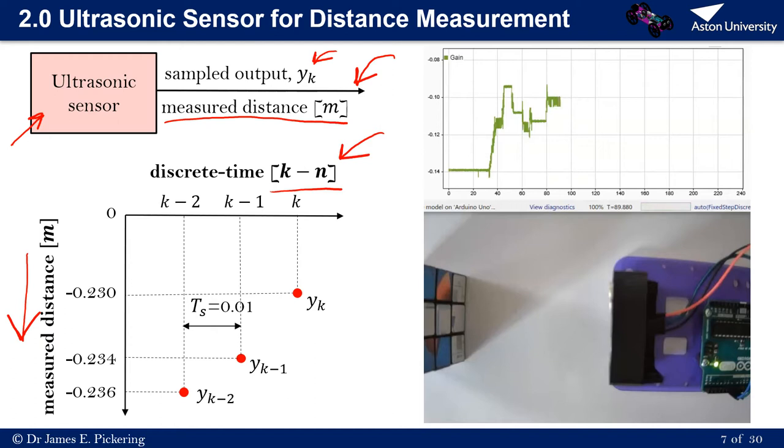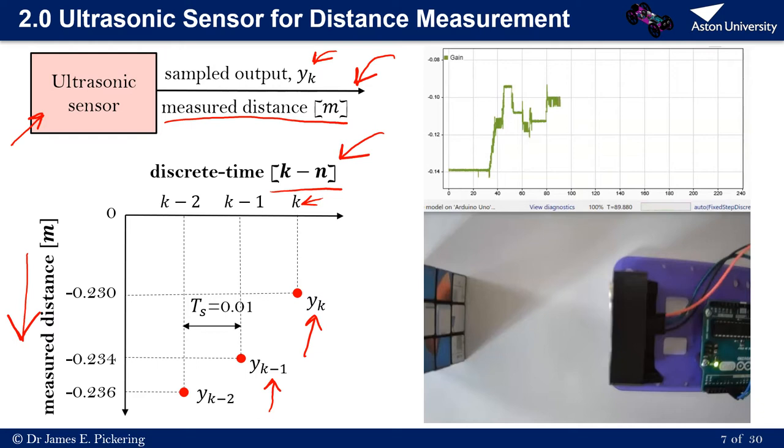And then you can see the current sample, K: my measured output, Y of K, is giving me a value of minus 0.230. If you look at the past sample, K minus 1, the output is minus 0.234. And finally, K minus 2, two samples before, is giving me a value of minus 0.236.